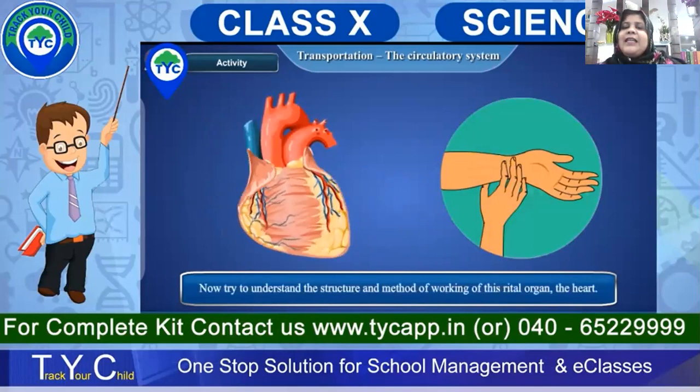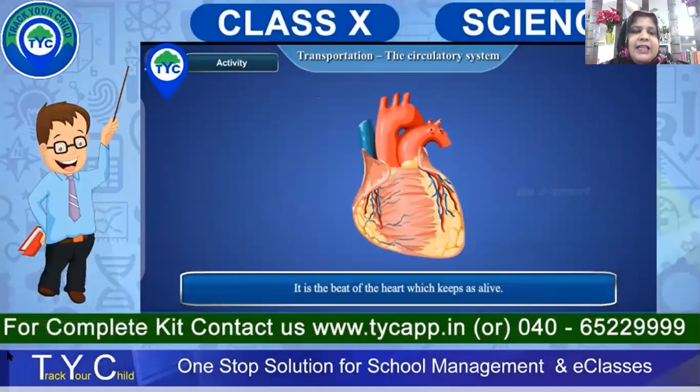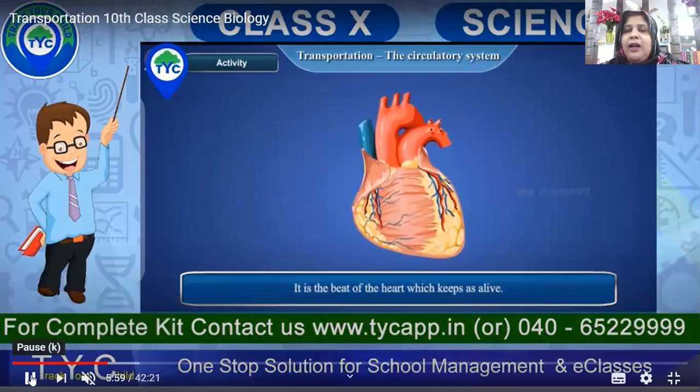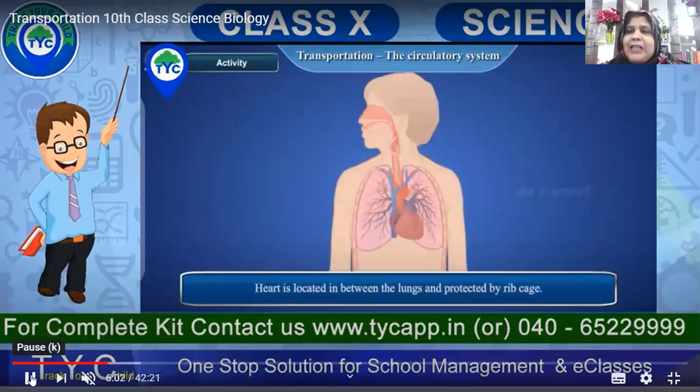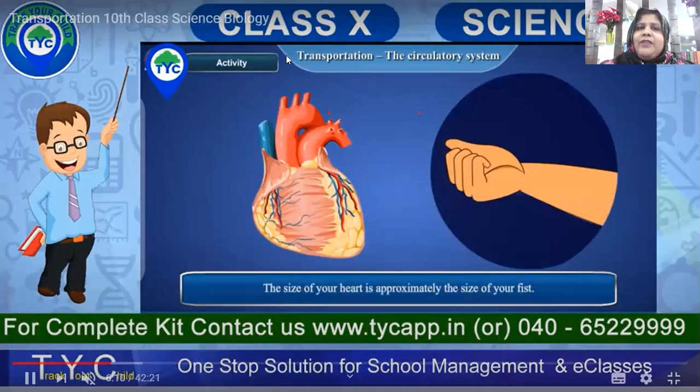Now try to understand the structure of a working heart. This is a topic we are going to study further in our next class. By then, I just wanted you to feel the difference between the heartbeat and pulse rate. Do these activities, complete the activity, and submit it to me online on WhatsApp, and your results for today's test will also be shared shortly.